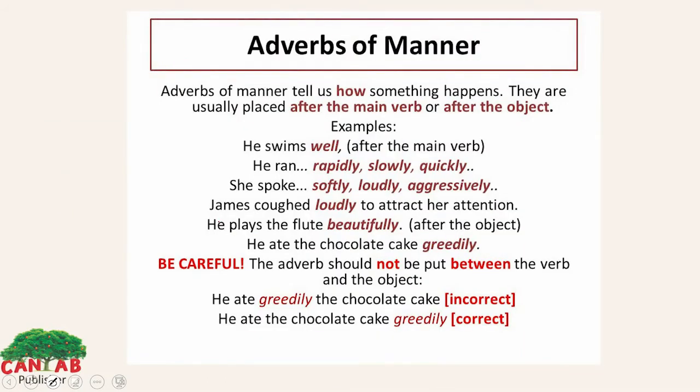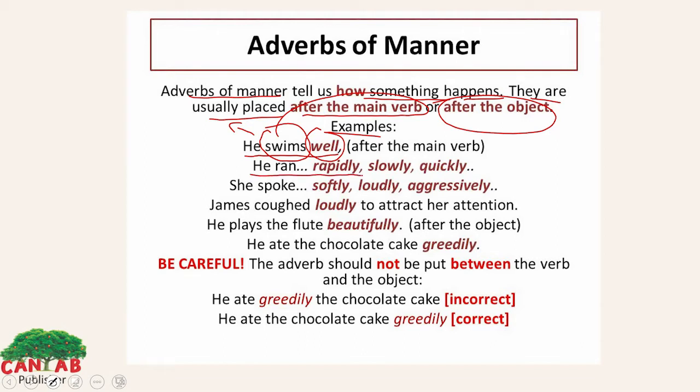First, let's discuss the adverb of manner. Adverbs of manner tell us how something happens. They are usually placed after the main verb or after the object. Examples हैं, he swims well. अब काम कैसे हो रहा है? Swimming कैसे करता है वो? Well, बहुत अच्छी. आपका मेन वर्ब क्या है? Swim है. अगर इसमें ऑब्जेक्ट नहीं है तो इट्स ओके, you can end with it.